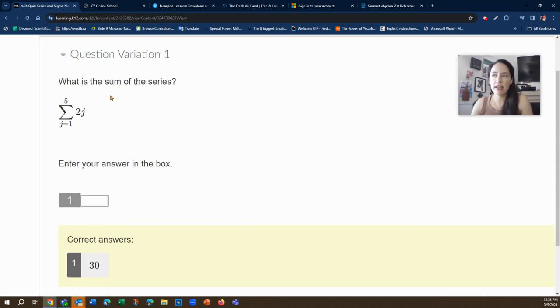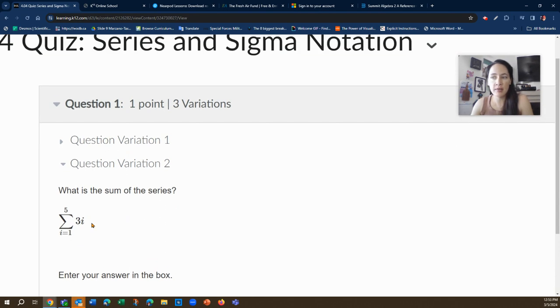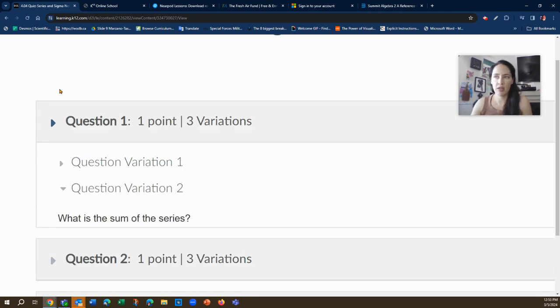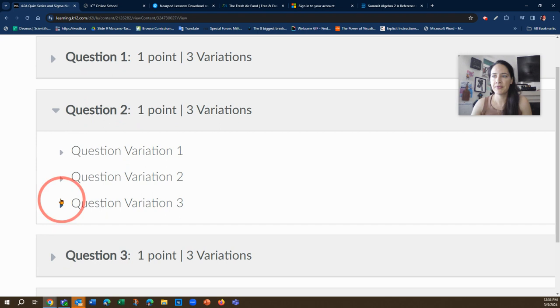No matter what variation you have, repeat that process. So if you have 3 times i, you're going to do 3 times 1 plus 3 times 2 plus 3 times 3 plus 3 times 4, stopping at plus 3 times 5. Add them all together, and that's how you solve question 1. That's how you read series notation. That's what the sigma means. Let's keep going. We'll keep getting that practice, okay?